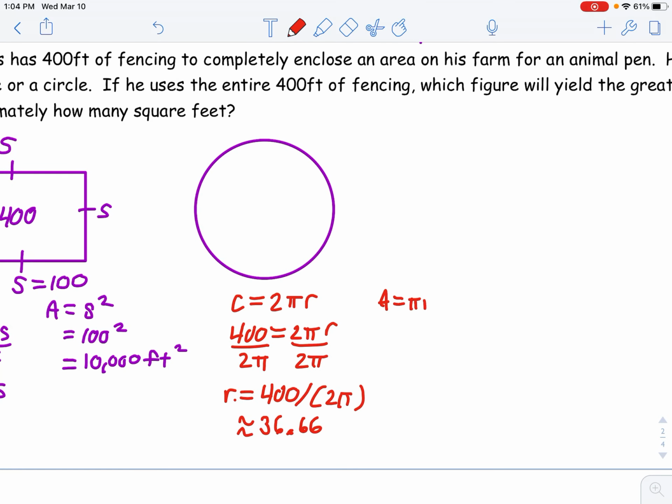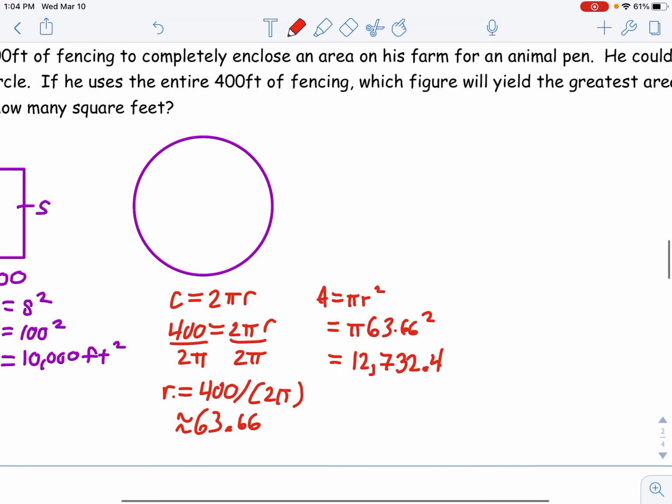All right, well then we can use the area of a circle, which is pi r squared. So the area is going to be pi times 63.66 squared, which equals, oops, hold on, I had a brain fart and wrote it backwards. That should be 63.66. All right, square it, times by pi, and woo, we get a bigger number. Who would have thought that? A little fun fact, circles actually maximize area when you only have a certain amount of fencing.